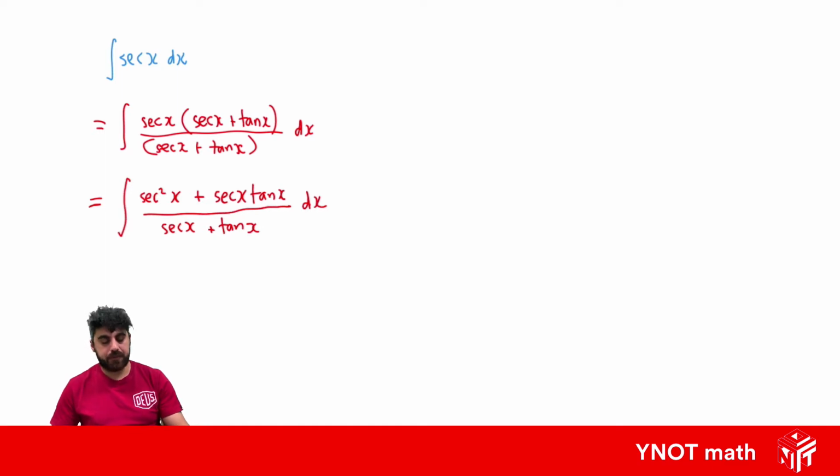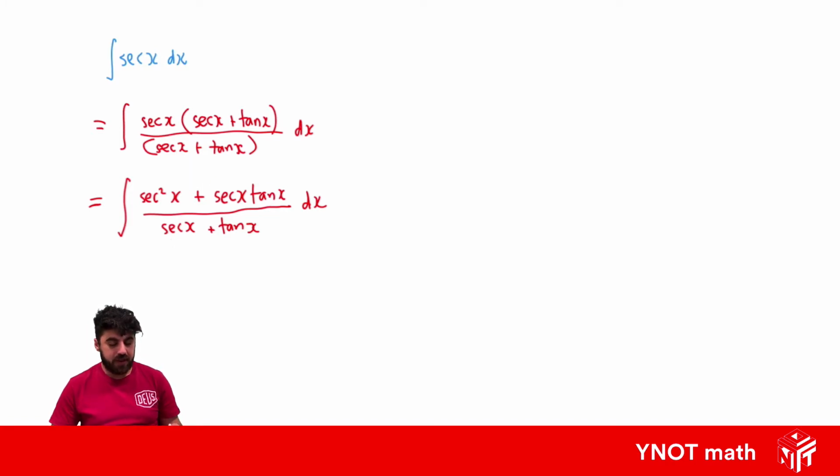So why did we do that? Well, the derivative of tan x is sec squared, and we just saw that the integral of sec x times tan x was sec x, so that means the derivative of sec x is sec x times tan x.